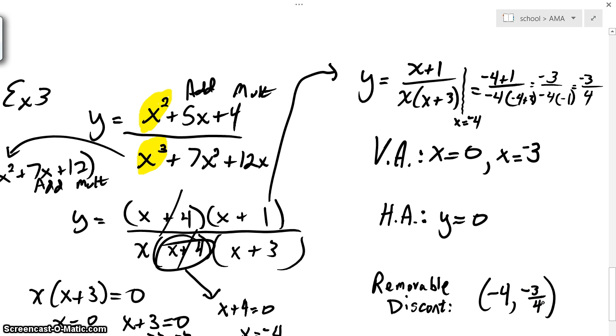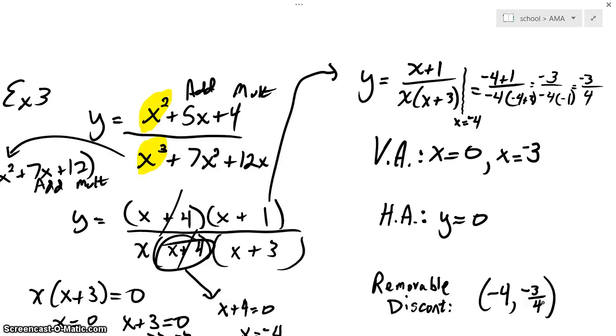Now on our summer packet, we don't even ask you to find the removable discontinuity, but it's well worth talking about. There is a problem on your packet where that canceling will take place. And you have to be very, very careful. You can't just look at that denominator and say, oh, set every factor equal to 0. Not if the factors cancel out like it does with x plus 4. So it's a lot to review, a lot for you to think about.